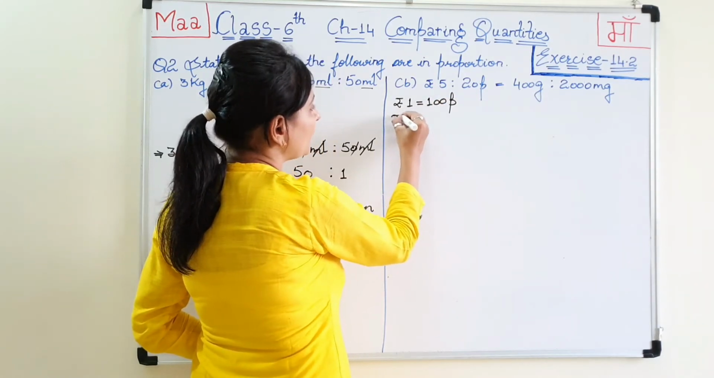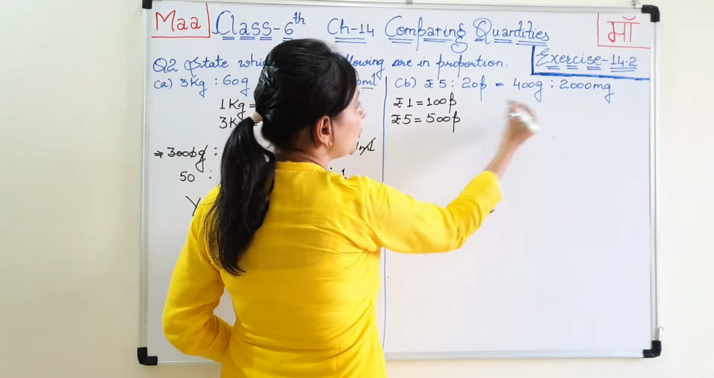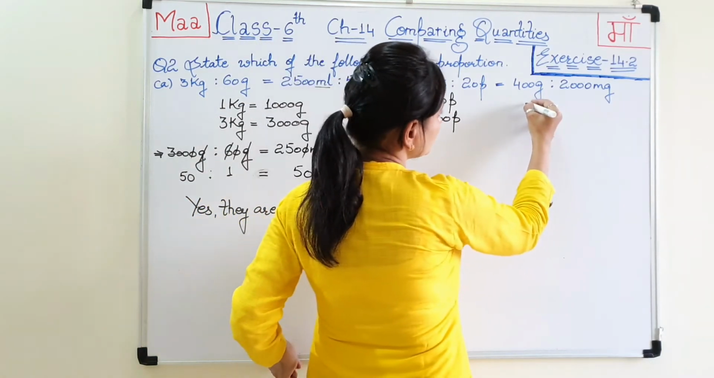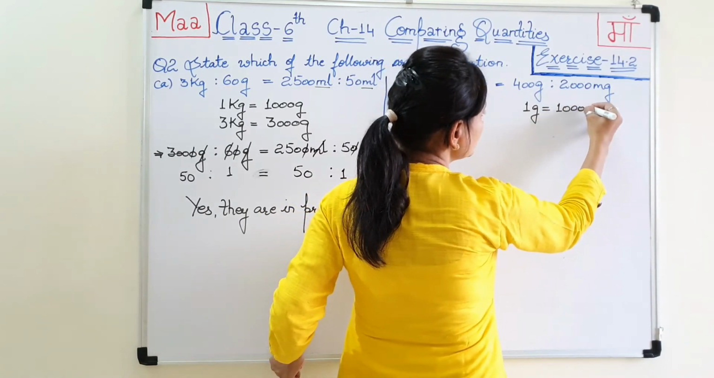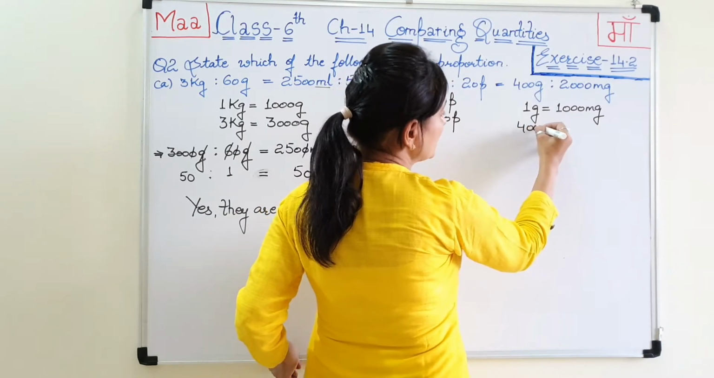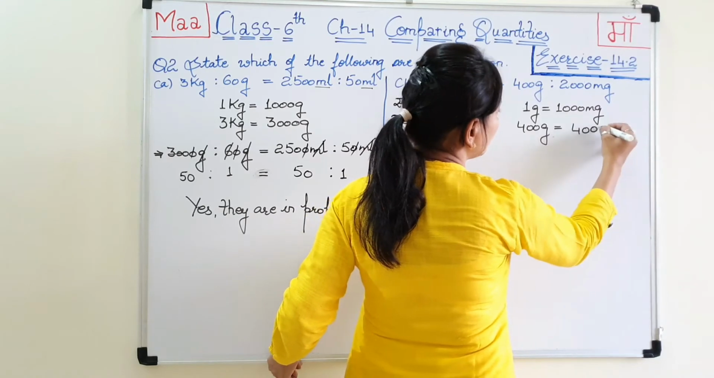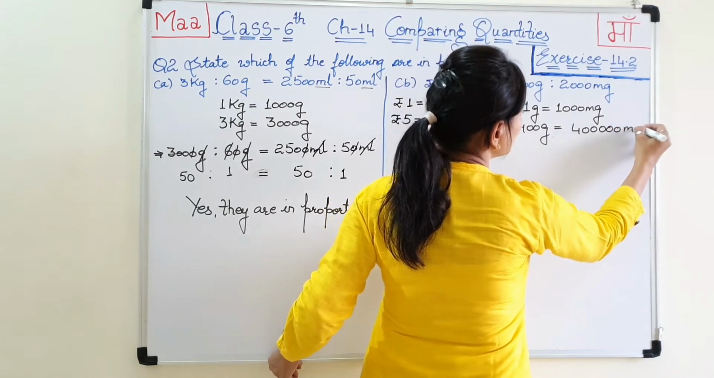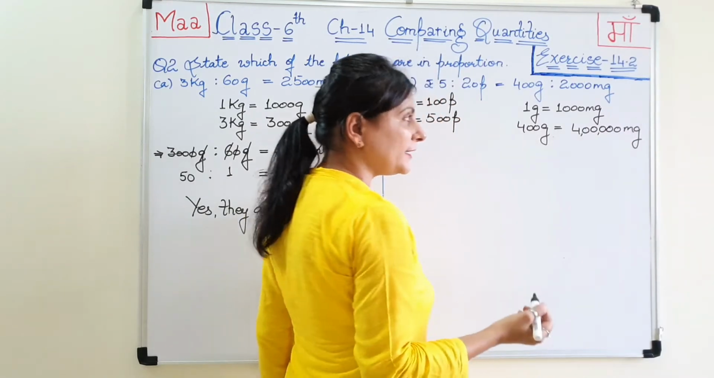So rupee 5 will be equal to 500 paise, and towards that side, you know, 1 gram is equal to 1000 milligram. This is the formula. So we are having 400 grams. If it is 400 gram, then that will be equal to 400, and then you will put 3 zeros. Okay, so it will be equal to 4 lakh milligram.